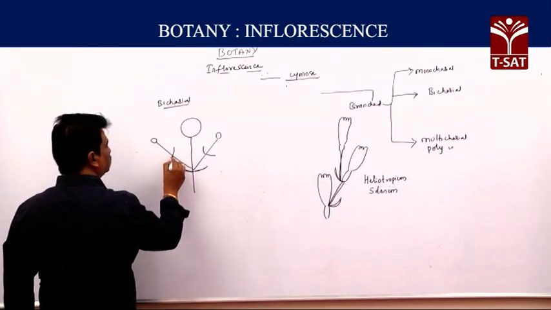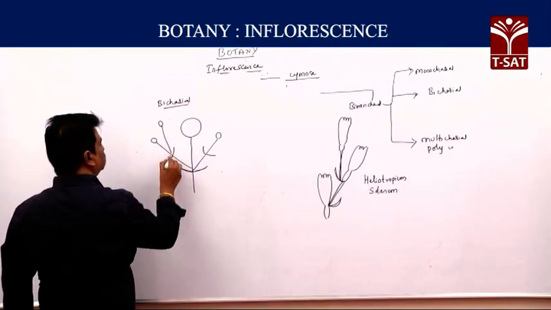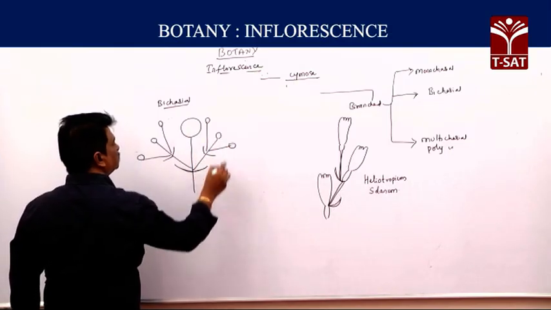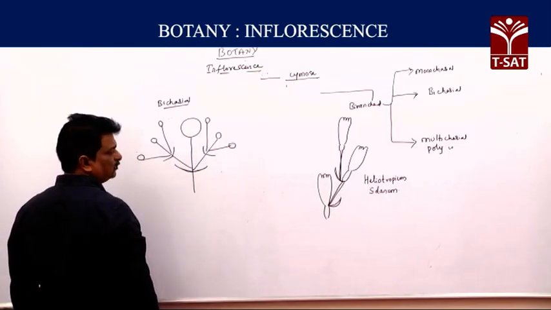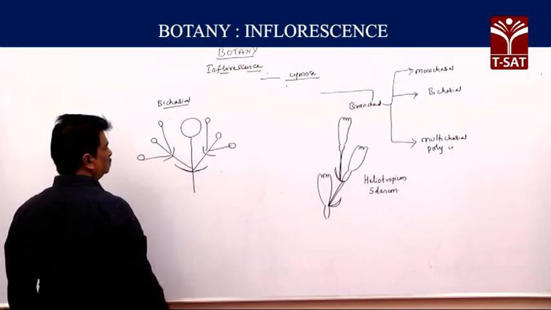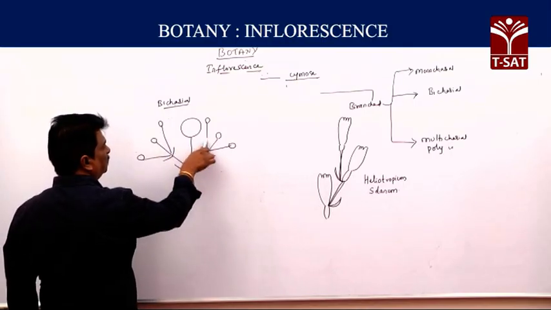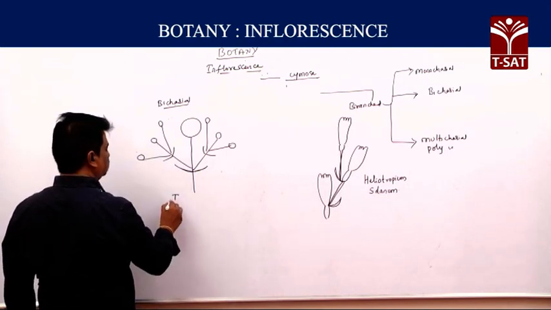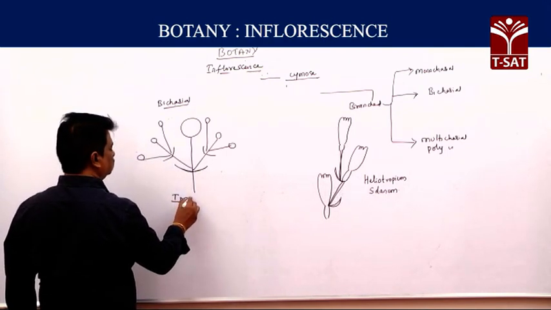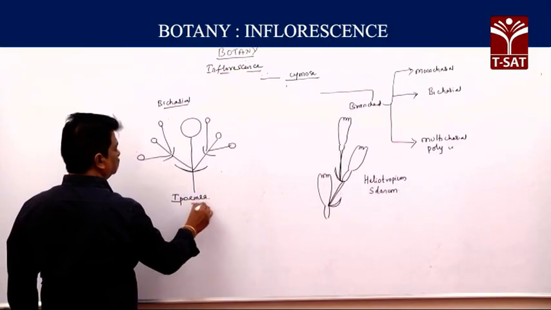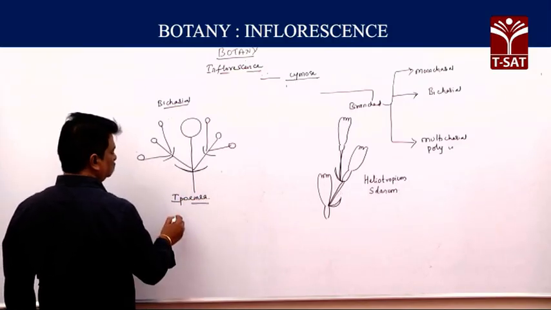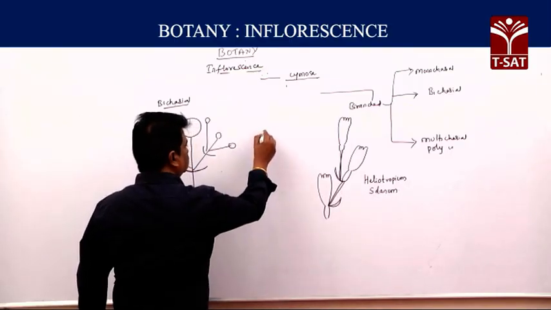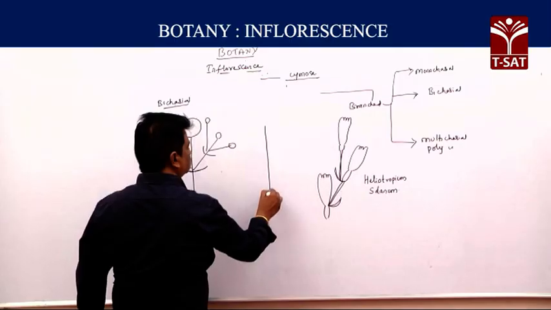Further growth continues means again two bracts are formed, giving two branches. Those branches continue and end with flowers. This is called dichasial. Every time two branches are formed, and these branches end with a flower. Examples for dichasial: Clerodendron and Ipomoea.